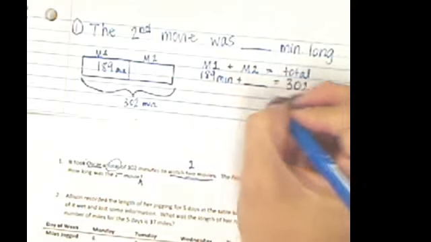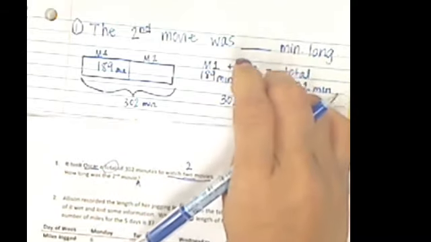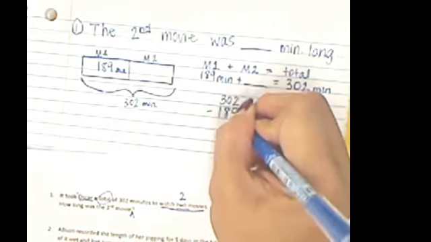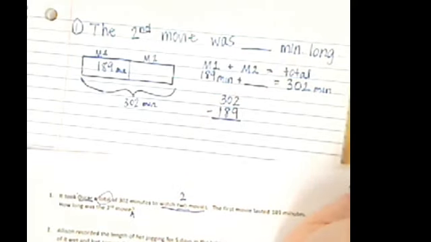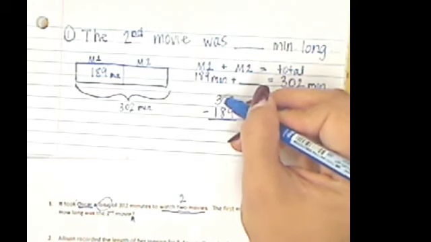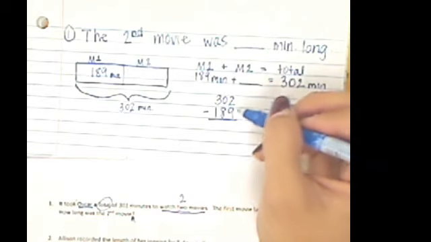So I'm going to take 302 and I'm going to subtract 189. Line up the place values, okay? The ones are lined up, the tens are lined up, the hundreds are lined up, so we're good. So let's go ahead and do our subtraction.